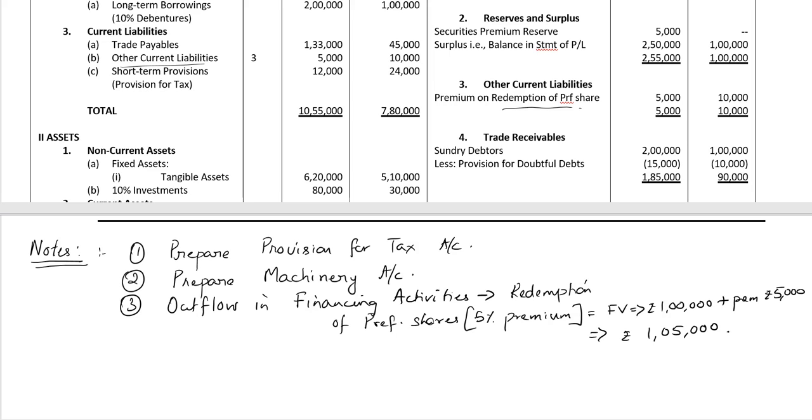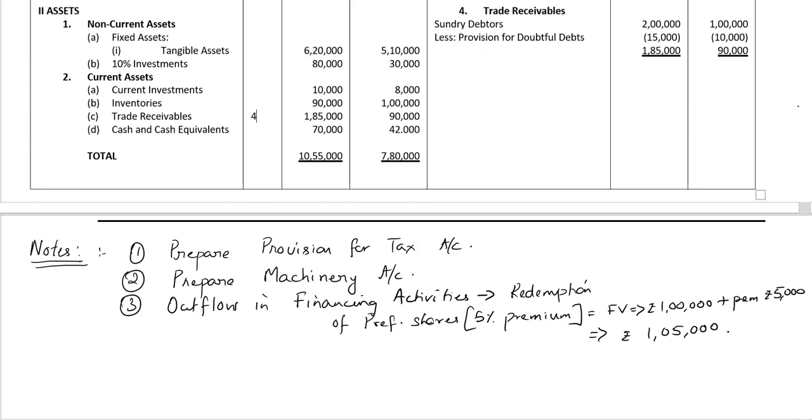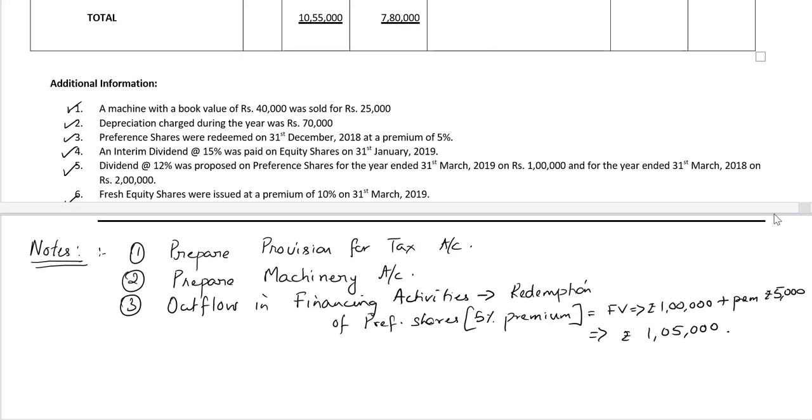While doing the cash flow statement, we will not treat this premium on redemption of preference shares coming as other current liabilities. We will not treat it as a current liability and put it as decrease in current liability. The decrease is on account of payment of premium for redemption of rupees 1 lakh face value of preference shares. Let's continue with the next point in the additional information.